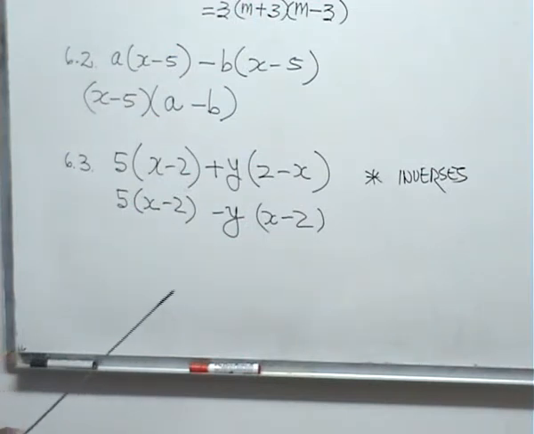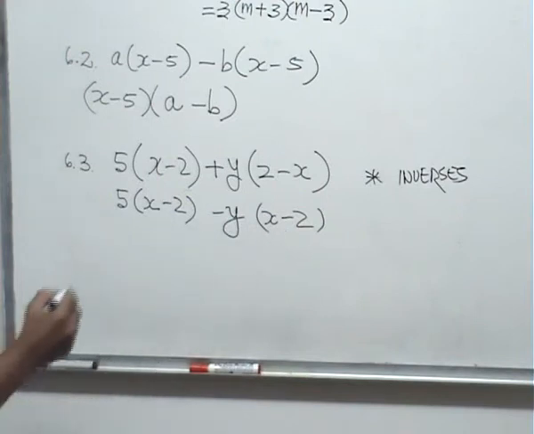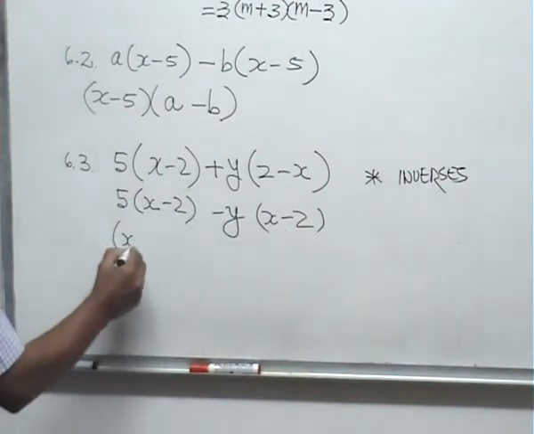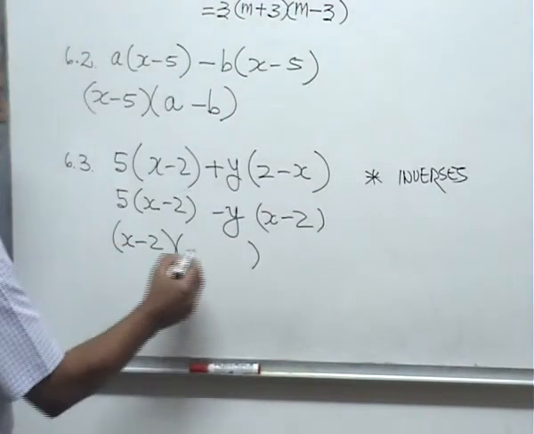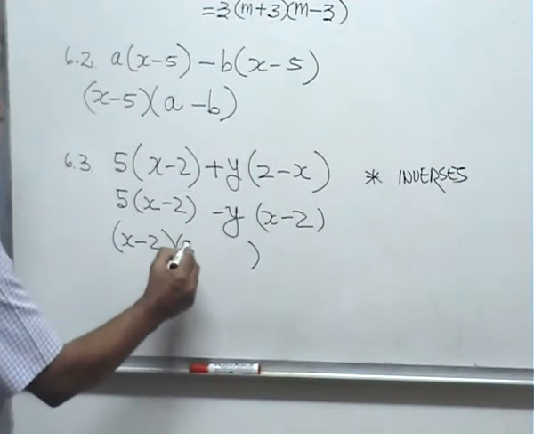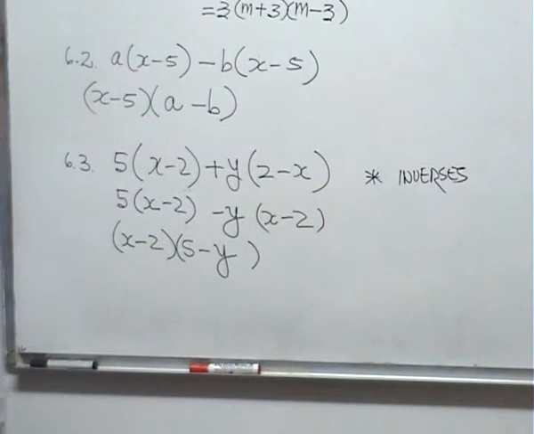Now after making these two changes, we look again. We've got x minus 2, we've got x minus 2, therefore the common factor is x minus 2, and after division you're left with 5, after division you're left with minus y. So those are your answers for 6.1, 6.2, 6.3.